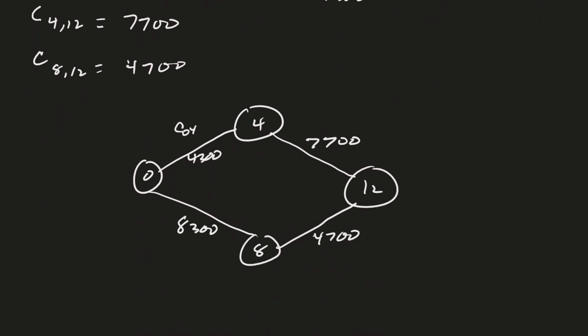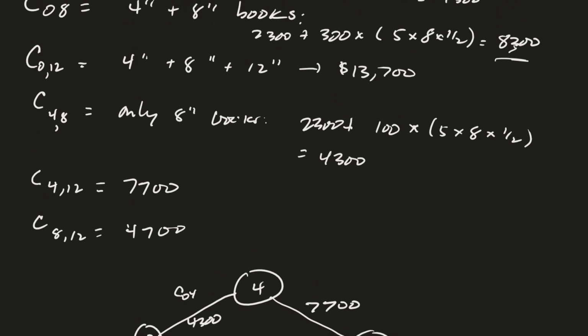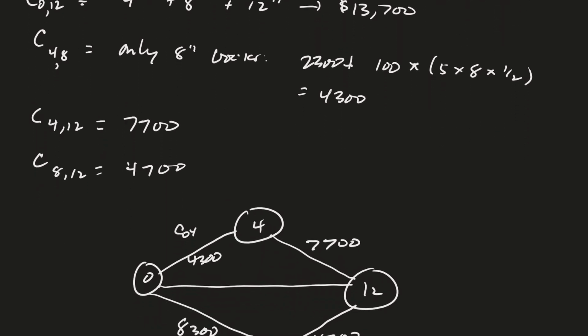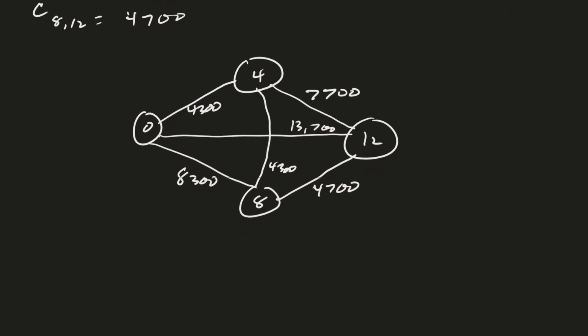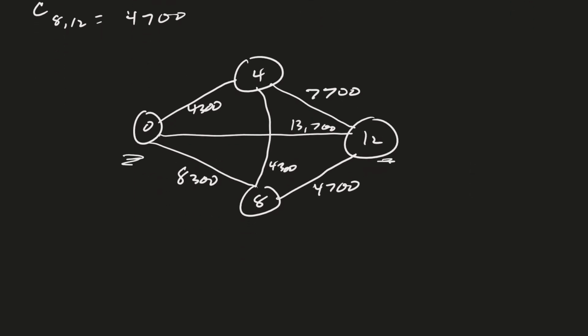Are we missing anything? How about C012? What was C012? That was all the books, right? 13,700. And then we also have one just on the 4/8, right? And that's going to be 4,300. Good. And so now we have our new diagram here. And so the idea is you want to go from 0 to 12 as cheaply as possible. And that will tell you how to shelve your books. Isn't that amazing?